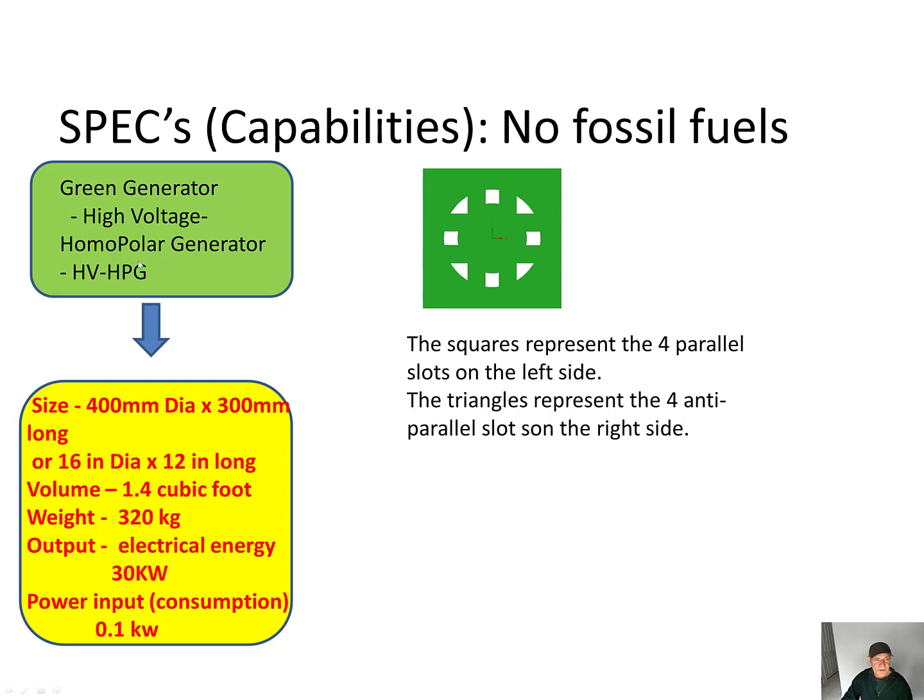So, capability of the green generator, the high voltage homopolar generator. The size is 400 millimeters diameter by 300 millimeters long, or 16 inches diameter by 12 inches long. Volume is 1.4 cubic foot. The weight is 320 kilograms. The electrical energy output is 30 kilowatts. The power input consumption is 0.1 kilowatt.